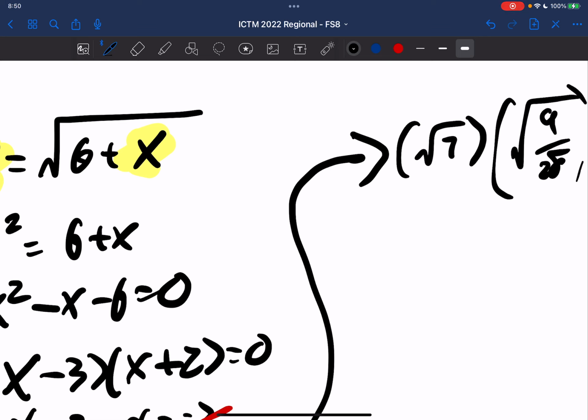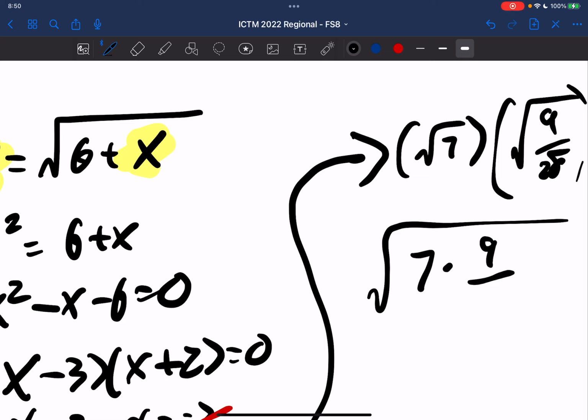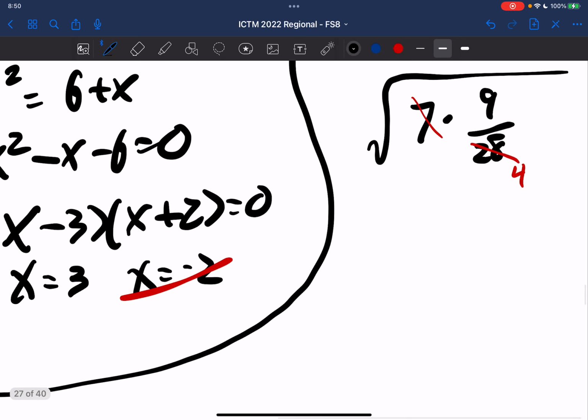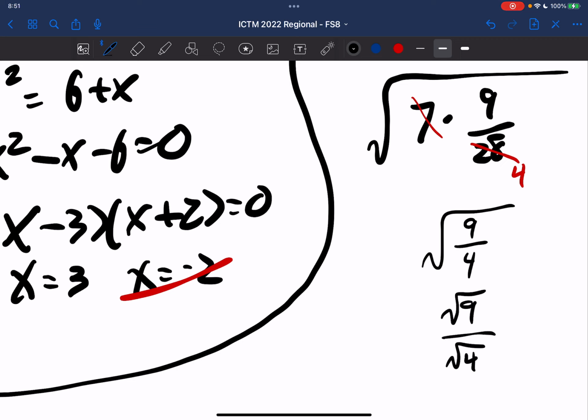Now since they're both under the square root, we can bring it under one big square root: 7 times 9 over 28. So I can take a 7 out of here and here, and we're left with 4. So we're left with the square root of 9 over 4. So we're left with the square root of 9 over the square root of 4. So we're left with 3 over 2.